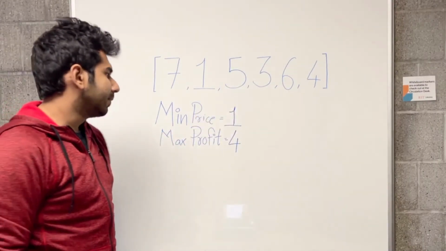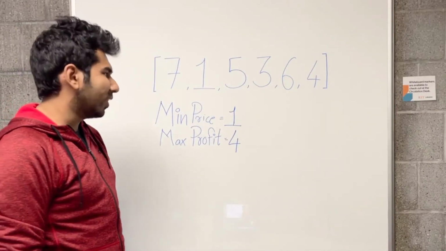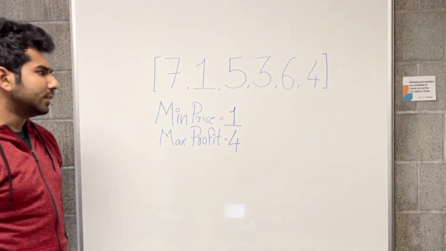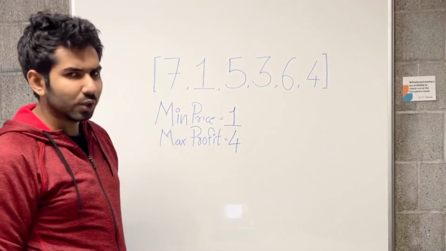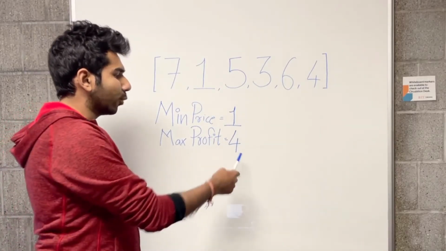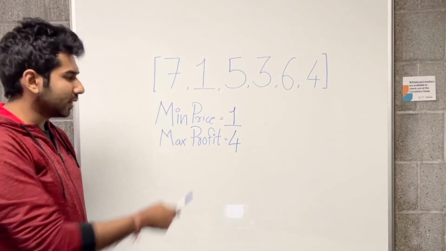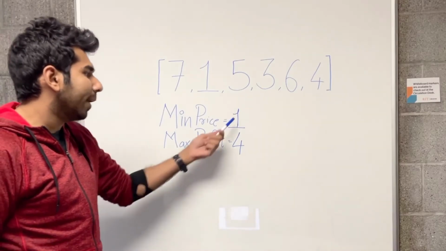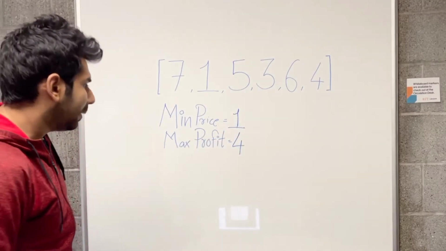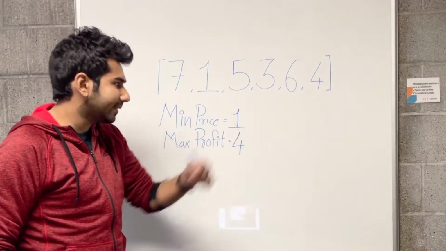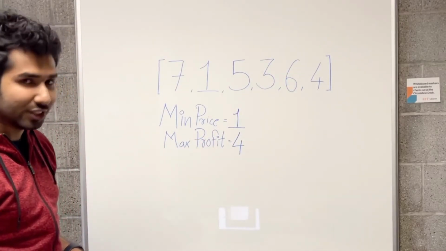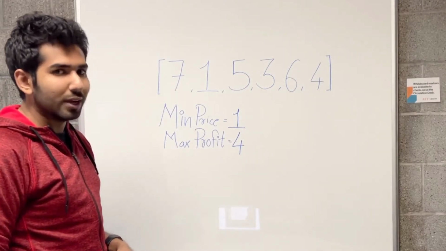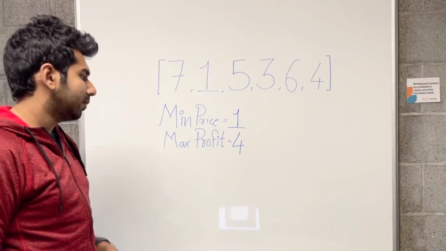Now we are at 3. So the value of minimum price will still stay 1 because 3 is greater than 1. And let's see the profit. So 3 minus 1, the value is 2, which is still lesser than 4, right? So we are going to keep the maximum profit as 4 here. Okay, now we come at 6. So the value of minimum price will still stay 1 because 6 is greater than 1, and profit will be current value 6 minus minimum price 1, which is 5. So the calculated profit is greater than the maximum profit, so we will be updating the maximum profit to 5.